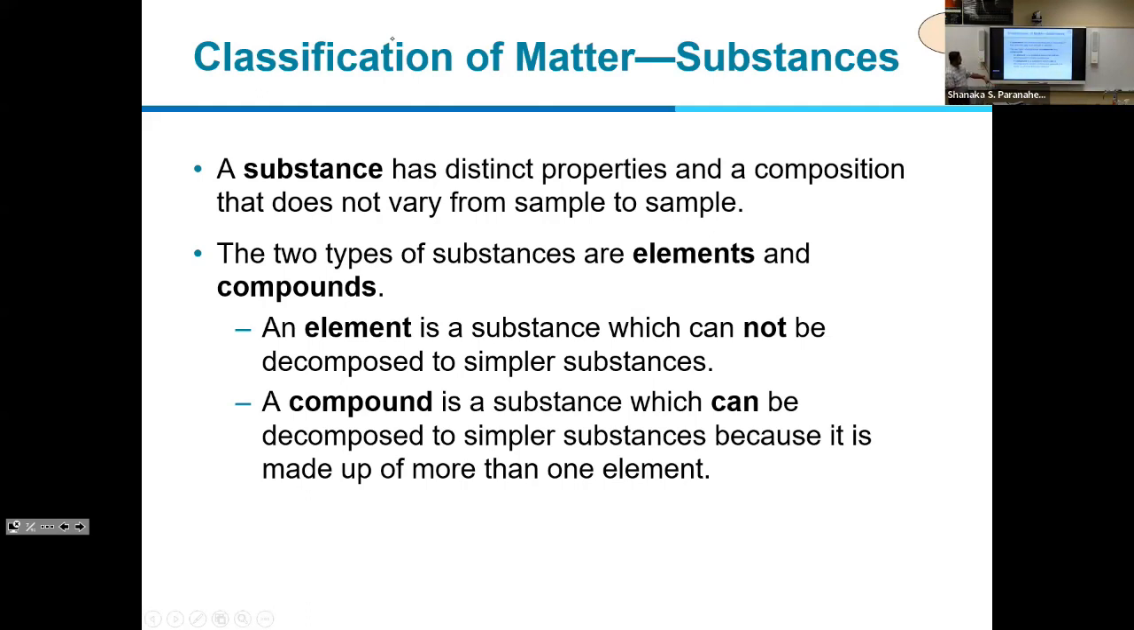An element is a substance which cannot be decomposed into simpler substances. So if we take a sample of carbon, we can't create anything else from carbon. A compound is a substance which can be decomposed into simpler substances because it's made up of more than one element, like water. Water has two different elements, hydrogen and oxygen.